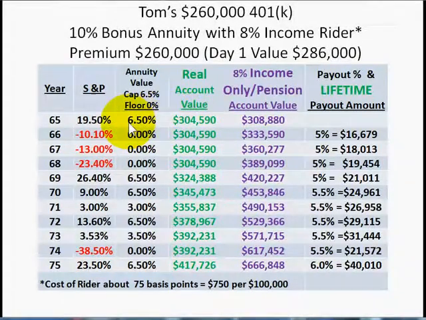It goes up with the market. When the market goes up, it gets up to the cap. When the market goes down, it gets nothing. So this is his account value, this green column here. Let's say at age 70, he passes away. His kids, or his spouse, get this money, this $345,000 here.